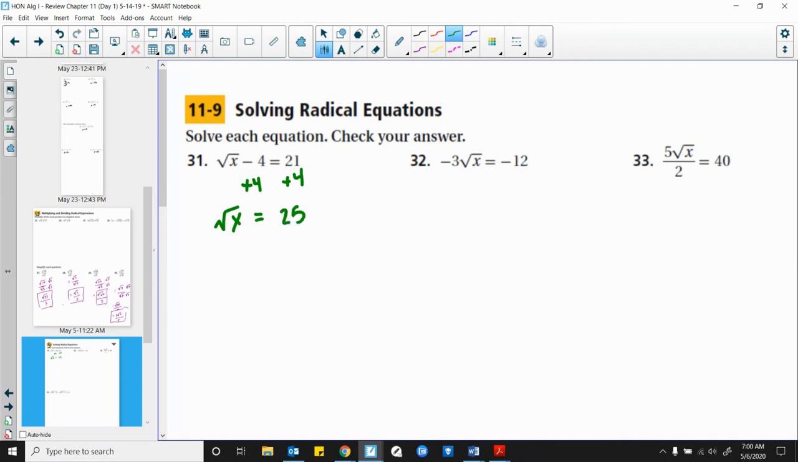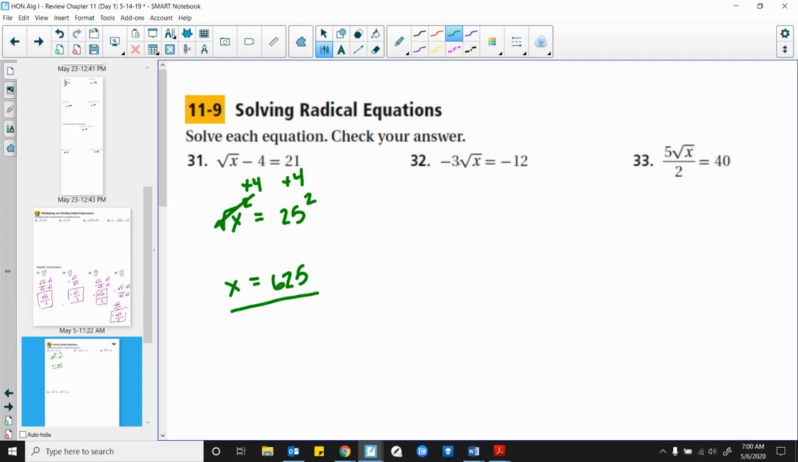Now I can square this and square this to cancel that out. And I'm going to get x equals 25 squared, which is 625. Remember, you can take that answer and go right back up to your problem here and check your answer every time.